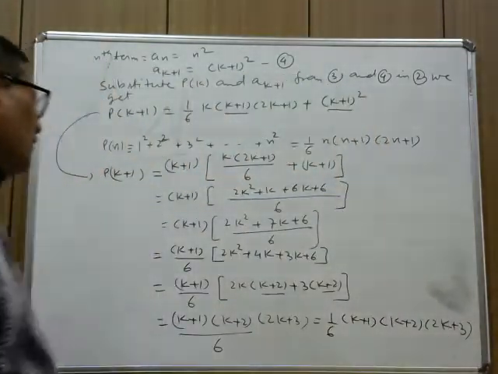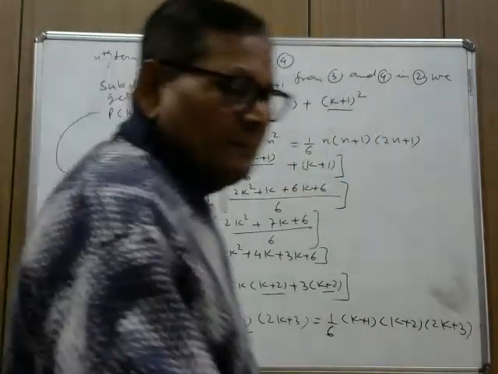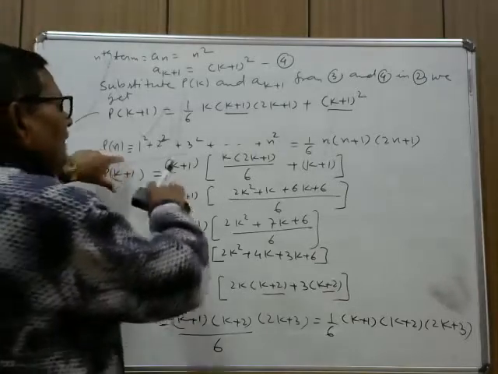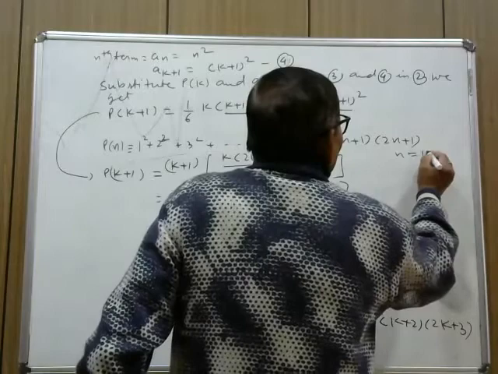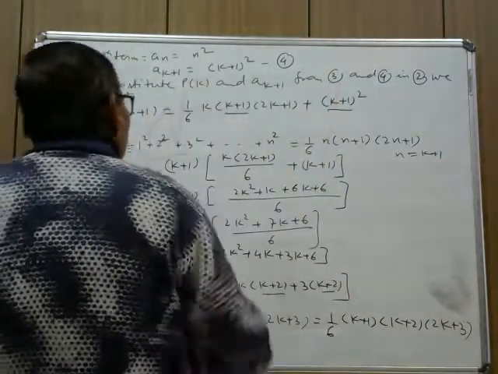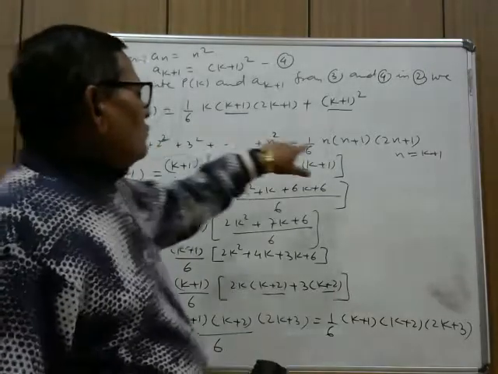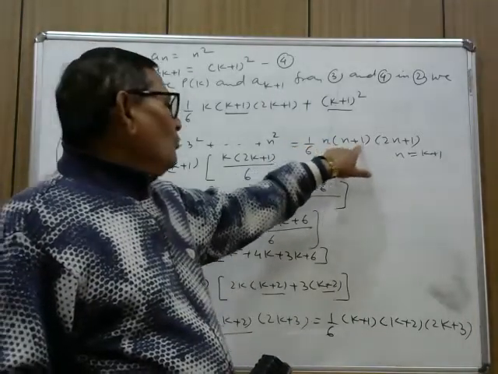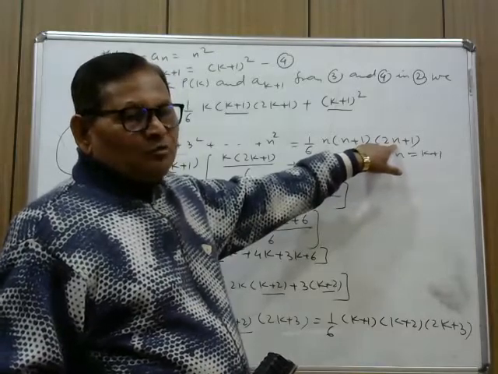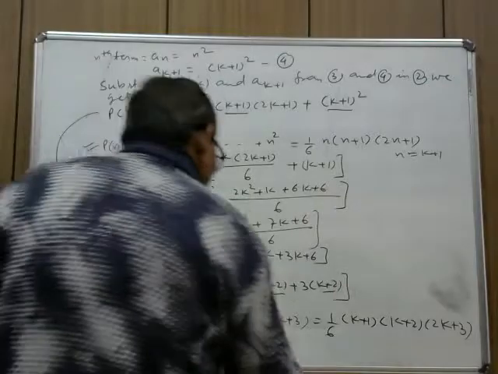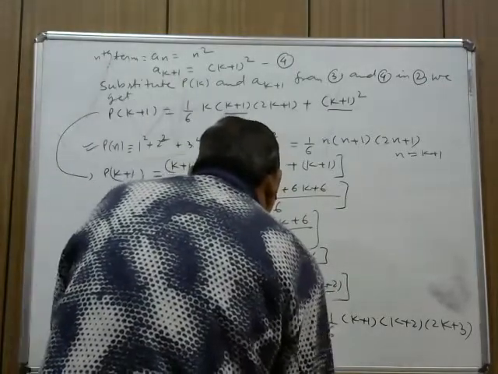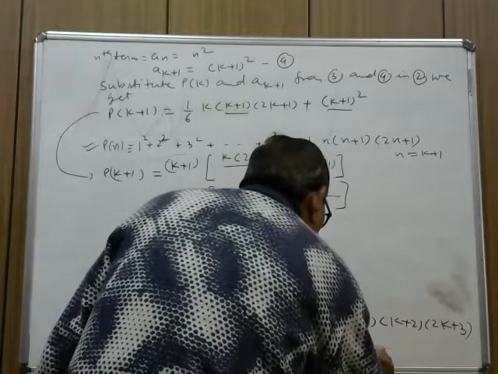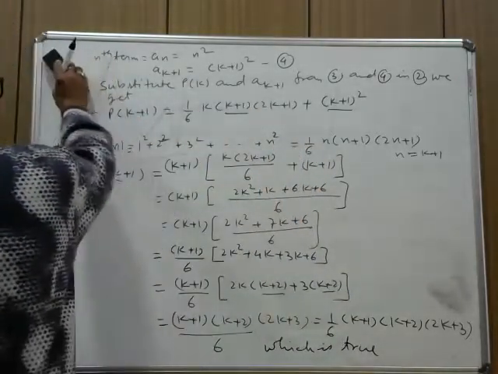So how can you verify that this P(k+1) is true? Now you come to the statement Pn. This is your Pn. In this step, when you take n equals k plus 1, what happens? Your P(k+1) equal to 1 by 6, n is k plus 1, this factor becomes (k plus 2), and when you substitute here, that becomes (2k plus 3). Therefore Pn is true. So now you can say that Pn is true for all the natural numbers.